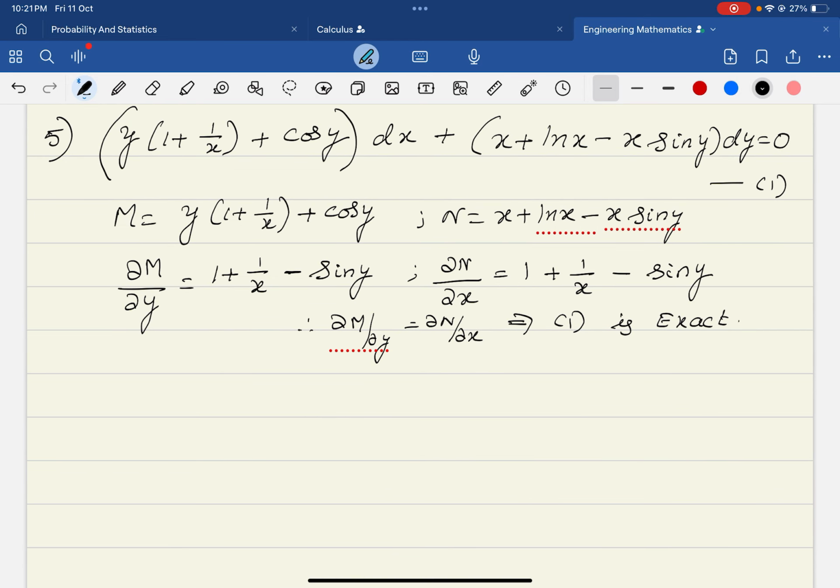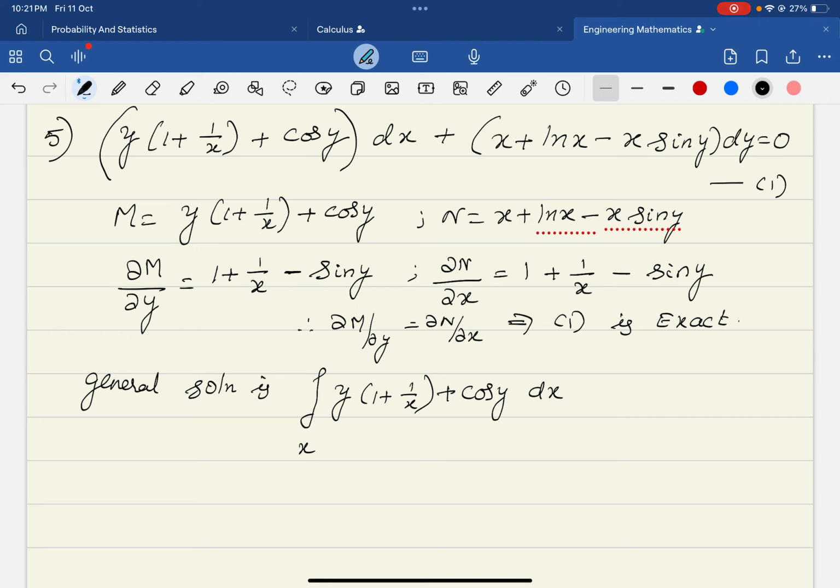Now we have to get the general solution. What is the general solution? The general solution is the integral of y times (1 plus 1 over x) plus cos y, dx.